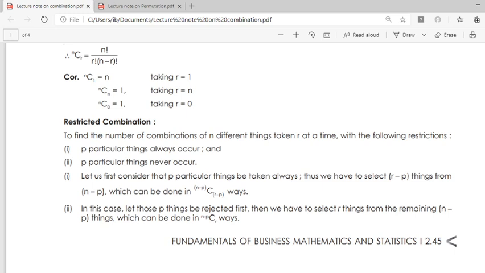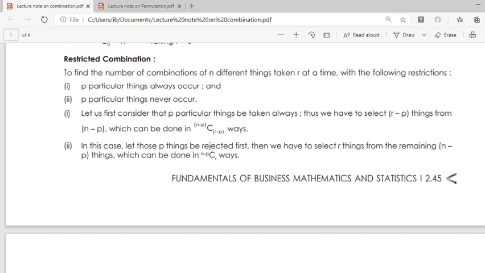Restricted combination. To find the number of combinations of n different things taking R at a time with the following restrictions: 1, P particular things must occur; 2, P particular things never occur. If P particular things must occur in a combination, let's first consider the P particular things taken away. So you are going to select R minus P from n minus P.